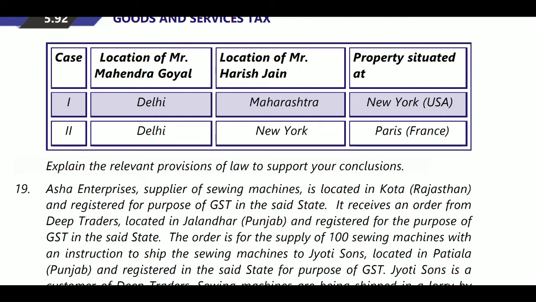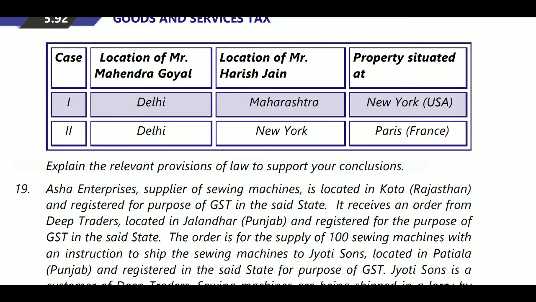When we are providing professional services for more than one asset, we will look at the immovable property, and the place of the supplier and the recipient. On that basis we will consider which place of supply is applicable. Here, first, the location of Mr. Mahendra Goyal is Delhi, and the location of Mr. Harish Jain is Maharashtra. Both are located in India, so section 12 will be applicable.